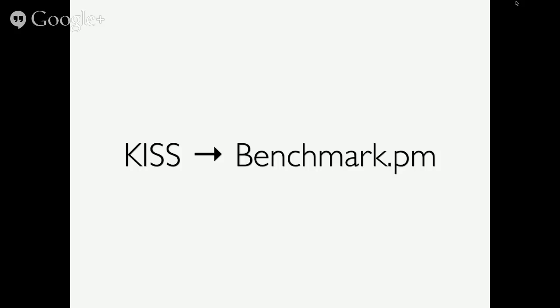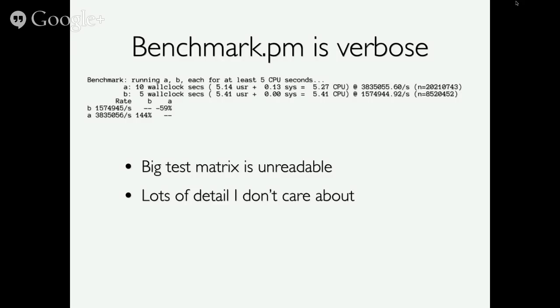All I really wanted to see was just time. The problem I have is that Benchmark.pm, the way most people use it, is very verbose. You can say, compare this and this and this and this, and it gives you this nice matrix. Here's A, and here's B, and here's how many wall clock seconds and user seconds and system seconds and CPU, and here's the number of iterations, and here's this little matrix, and here's the percent differences between the two. That's great, but if you think about all the variations I wanted to do, different modules, different scales, different operations, the matrix would just be completely unreadable. And there's a lot of detail I just don't care about. For me, I was just interested in, on a raw basis, how fast can this thing run?